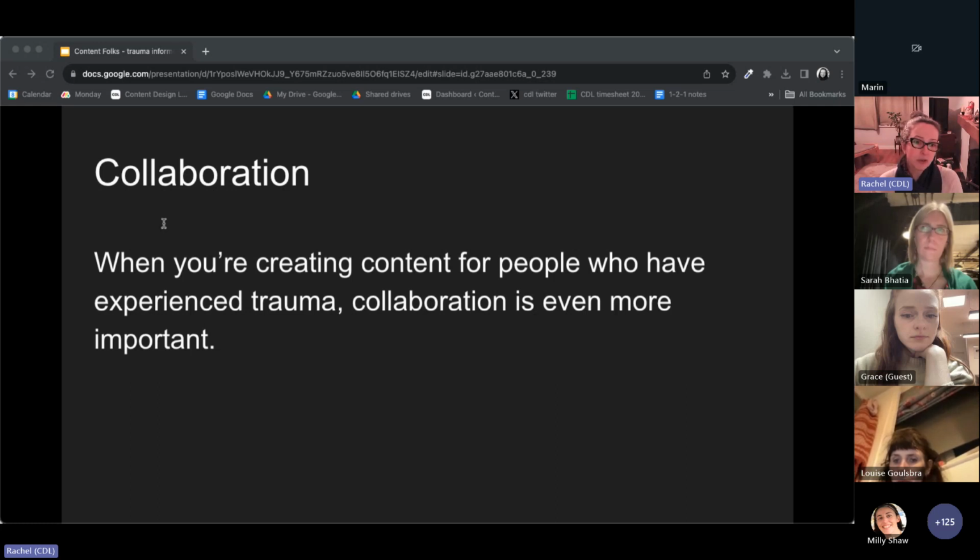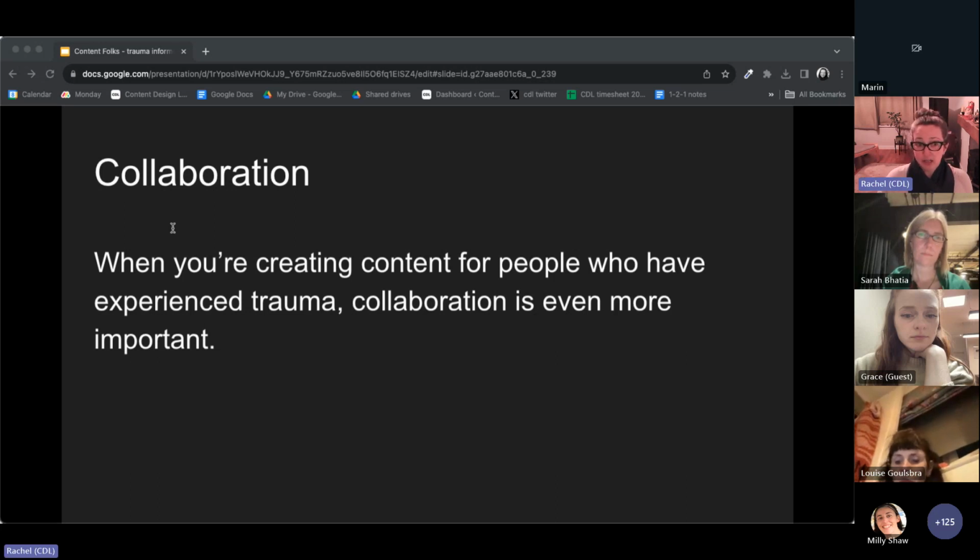And they were interviewing a man who'd arranged his mother's funeral. And at one point, he was asked what advice he would give someone who had to arrange a funeral. And he choked up and he couldn't speak. And the researcher gave him time and asked if he wanted to continue with the interview. And he did, and he said he wanted to carry on because he wanted to help others who have to arrange a funeral. So being able to turn trauma into something that helps can be empowering, and it's done through collaboration. When you're creating content for people who've experienced trauma, working with them is even more important than usual.